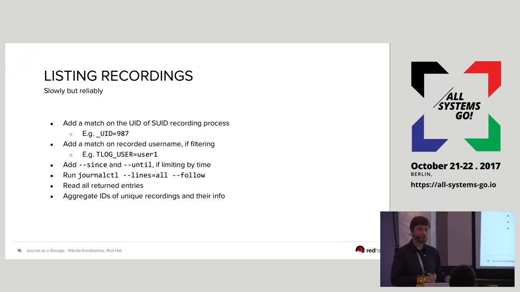So when we list the recordings, we ask journalctl to match the UID of the recording process, the set UID recording process, because we want to be able to trust those messages, so that we don't mix them with the same messages or faked messages from users or from other programs. Then, if we are filtering by username, we get the username. We can limit the input and the since and until date, and we ask for all the records, and we tell it to follow so we can update the list of recordings, as you saw.